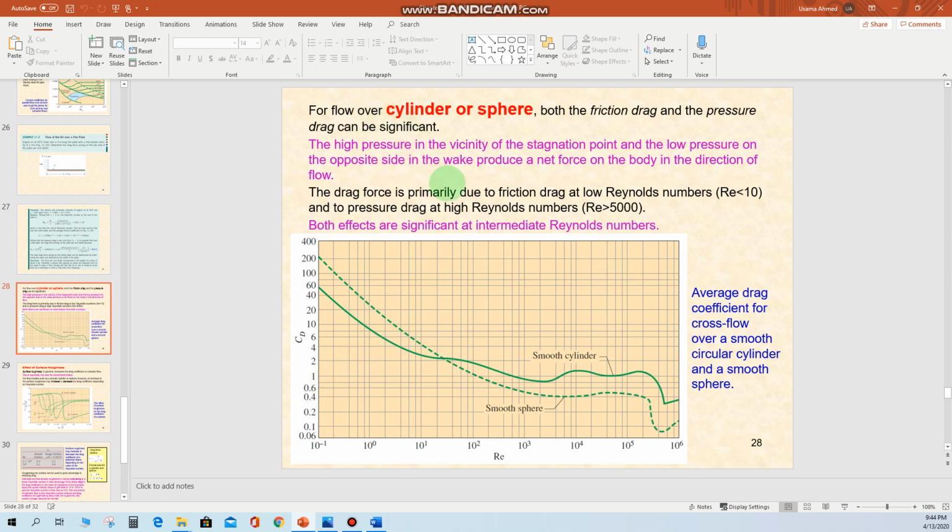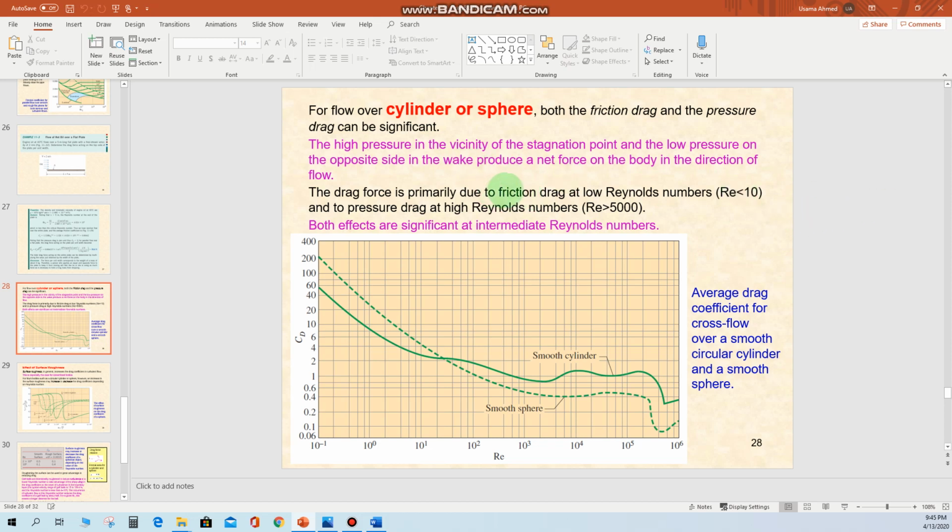The drag force is primarily due to the friction drag at low Reynolds numbers and due to the pressure drag at high Reynolds numbers. So at a very low Reynolds number, what happens? There will be no motion of the fluid, and all the fluid will be attached to the surface of the body. If the velocity of the fluid is very slow and you put a cylinder in the passage of the flow, what would happen? At a very low velocity, all the fluid will cover the entire surface of the object. So in that kind of case, the drag force will be due to the friction drag.